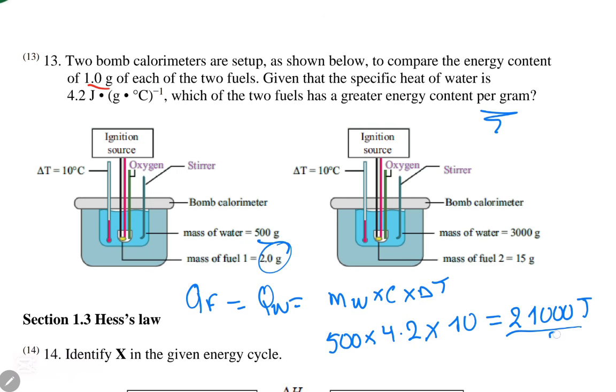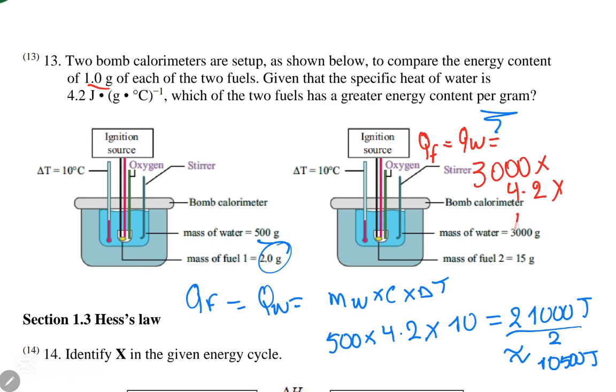So you divide it by 2, and you're going to get approximately 11,000. Actually, let me put it more accurately: 10,500 joules, okay? Now over here it's the same thing. Q fuel equals Q water equals mass of water times c times ΔT. So 3,000 times c of water, which is 4.2, times ΔT, which was how much? Which was 10. This should give you an answer of 13,000? No, 130,000, my bad. 130,000 joules, right? But this is per 15 grams.